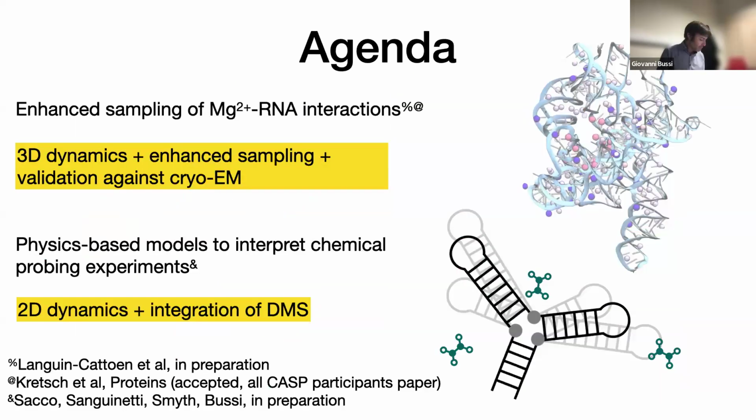Okay, so this is my agenda for today. The first project, as I already mentioned, is about RNA-magnesium interaction, related to our participation in one of the CASP challenges. Here I will show you 3D dynamics with molecular simulations, enhanced sampling, and validation against cryo-EM. In the second part, I will switch to something very different, which is our attempt to build a physical model to interpret chemical probing experiments in the context of secondary structure, prediction of individual structures and of ensembles, integrating DMS data.